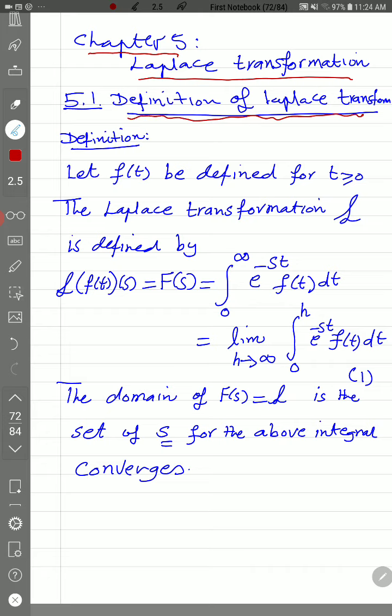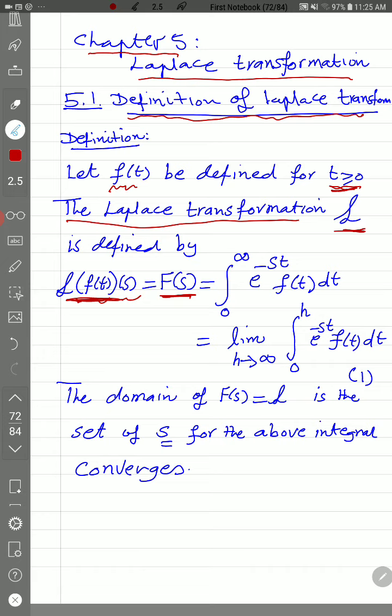The definition: we have a function f of t. Here we keep our variable t and define it for t greater than or equal to 0, from 0 to infinity. The Laplace transform, which we denote by L, is defined by L of f of t. It's a function of s. So you need to evaluate this integral. This is the improper integral, and you put f of t inside it and evaluate it.